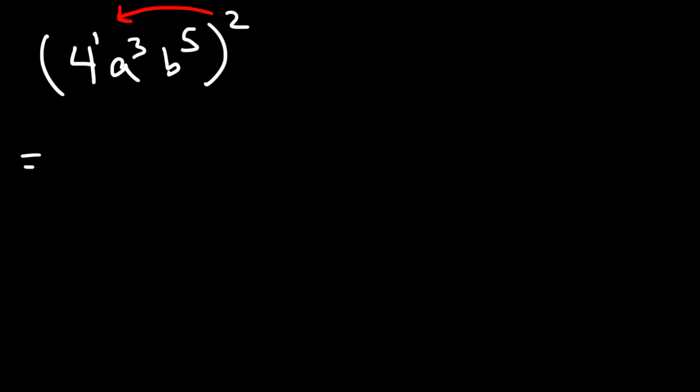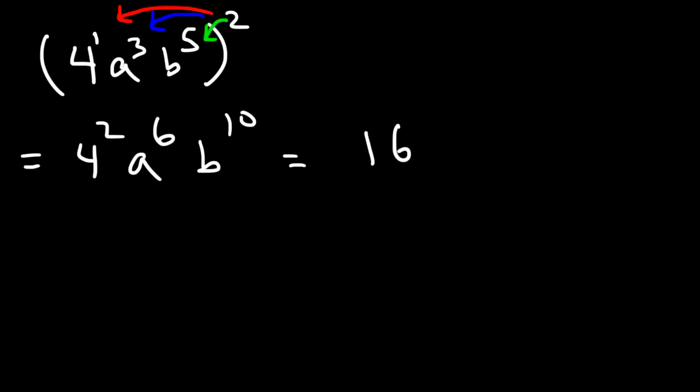Try this one. What is 4 a to the 3rd b to the 5th power squared? How would you simplify that expression? The first thing you need to do is multiply every exponent by 2. So first is going to be 2 times 1, which is 2. So you'll have 4 squared. And then it's 2 times 3, which is 6. So a to the 6th power. And then 2 times 5, which is 10, b to the 10th power. 4 squared, that's 4 times 4, which is 16. So your answer is going to be 16, a to the 6, b to the 10.